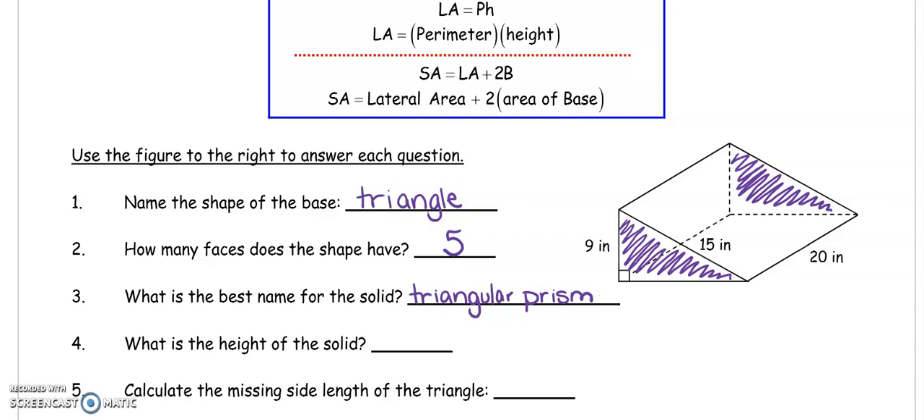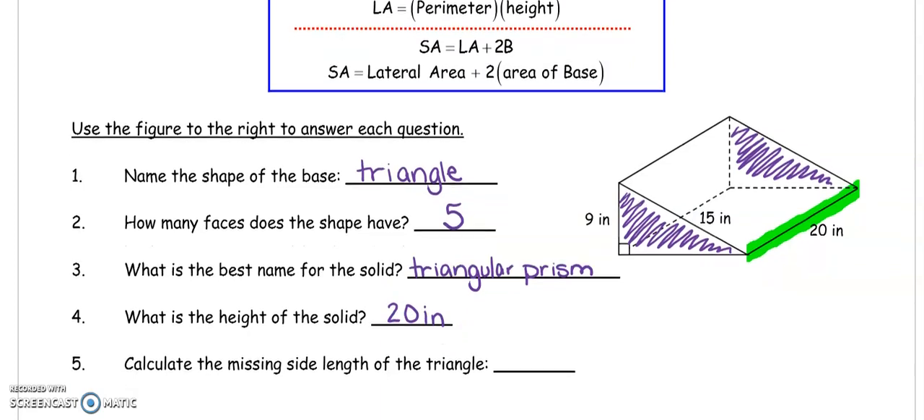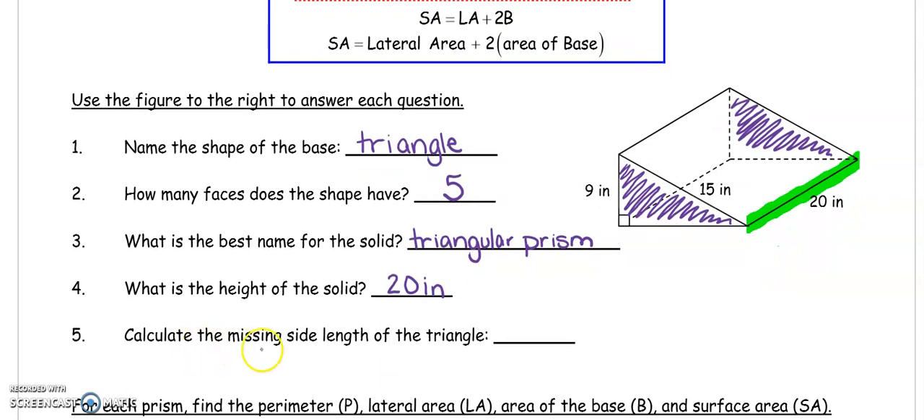And now I want to talk about the height. The height is always the distance between the two bases. So I have a front base, I have a back base, which means that the height is the distance between the two of them. In this case, the height of this solid is going to be 20 inches. All right, now I want to figure out what the missing side length of that triangle is.